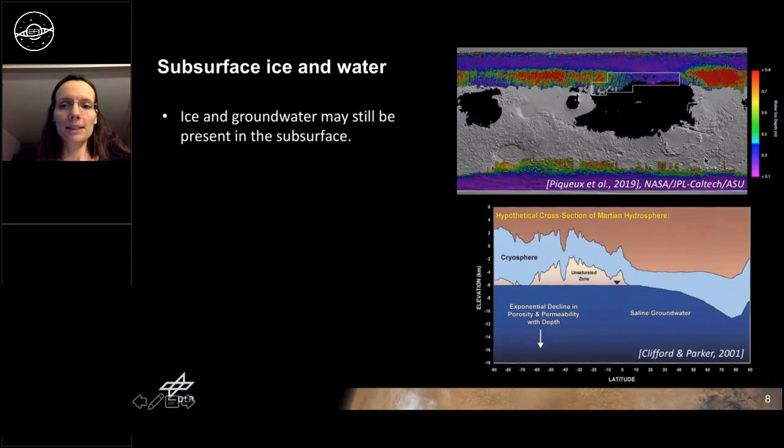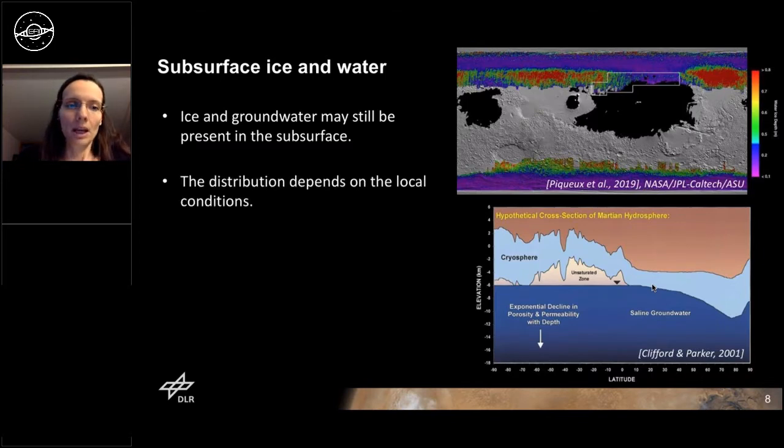What you can think of is that when you have ice, then at the base of the cryosphere, at the base of this ice layer, you could have liquid water. This may not be pure water, but a salty solution, a saline groundwater. And the distribution of the ice and also of the liquid water depends on the local conditions.